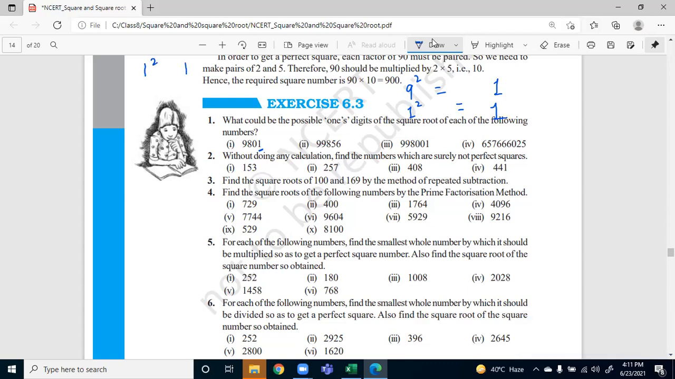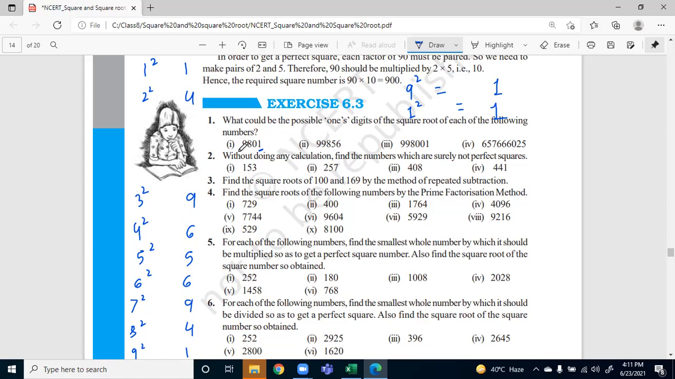1 square is 1, 2 square is 4, 3 square is 9, 4 square is 6, 5 square is 5, 6 square is 6, 7 square is 9, 8 square is 4, 9 square is 1. So now the question is, what could be the possible ones digit of the square root?